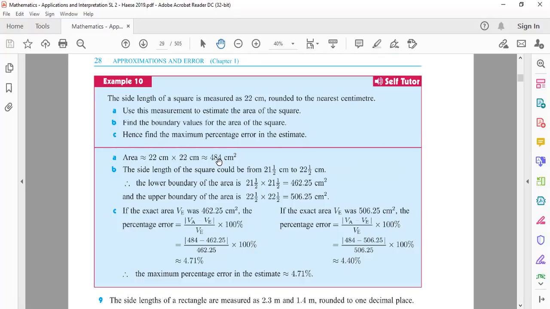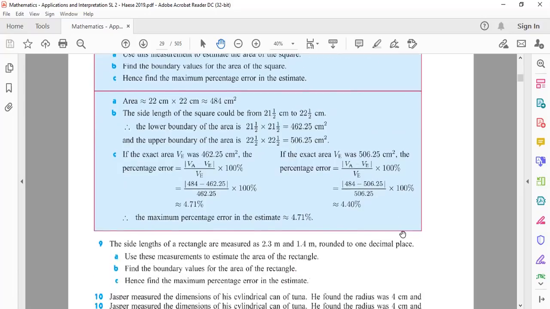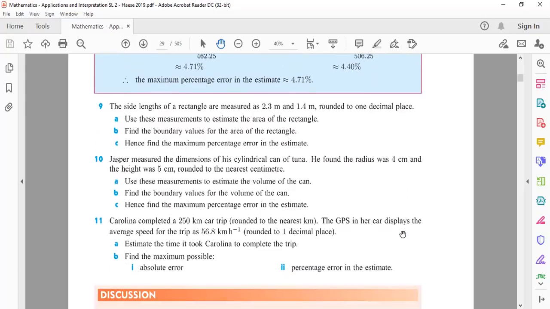Sorry, approximate. I understood, sir, A means approximate. So A minus V into 100. Yeah. So now try the 10th one.